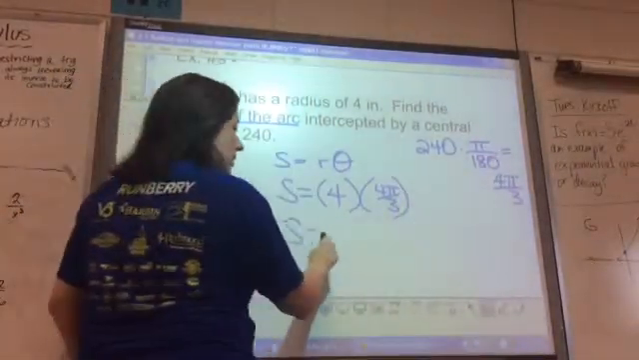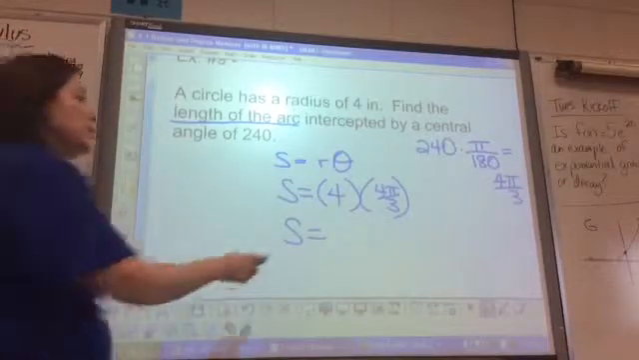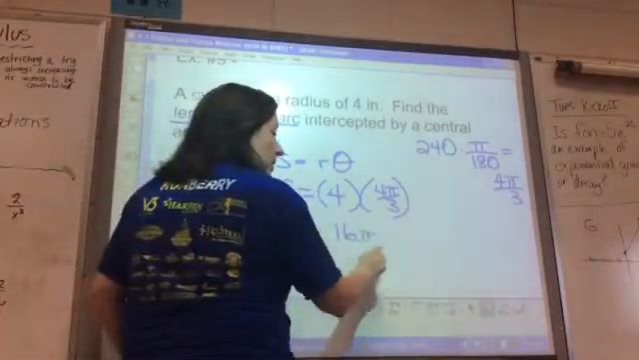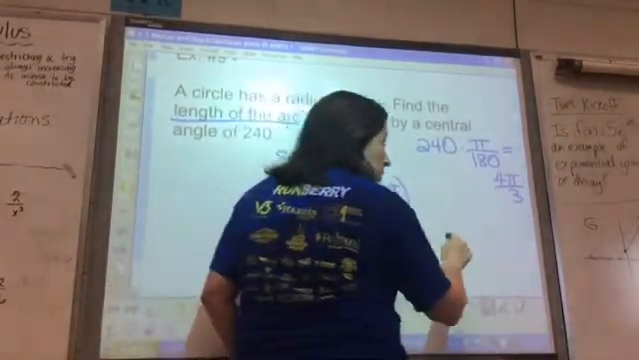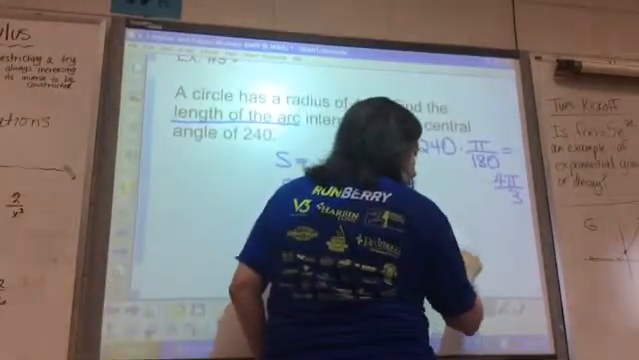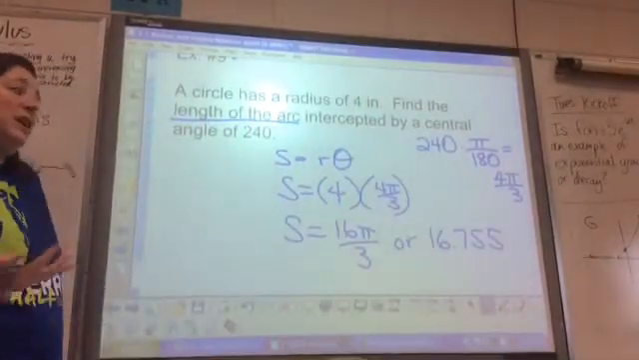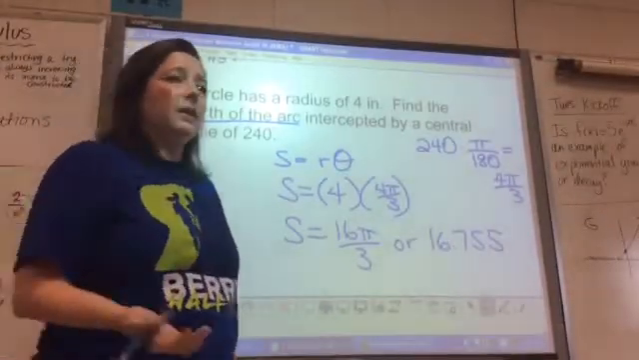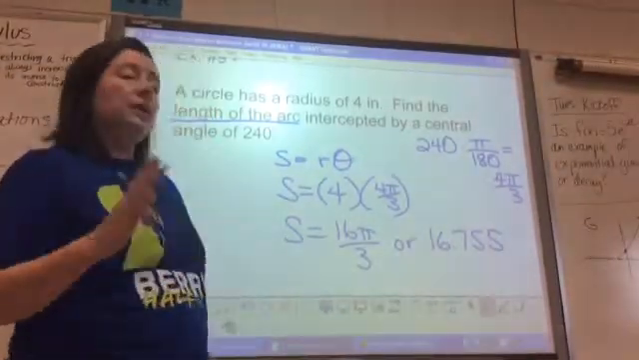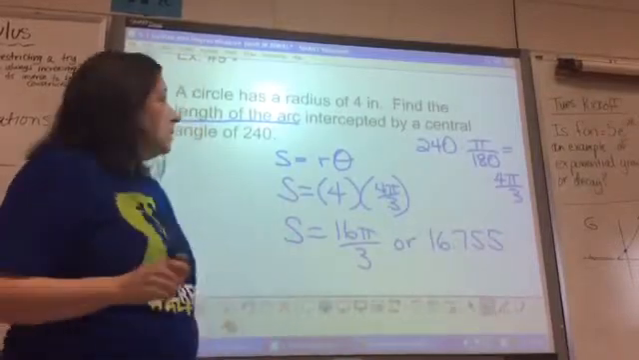And so S equals about 16 pi thirds, or you can hit that SD button. So either one of those. I'm telling you either because if it's multiple choice and they got a decimal, you know how to get the decimal. Either way, it's good. So this is the arc length that we just found.